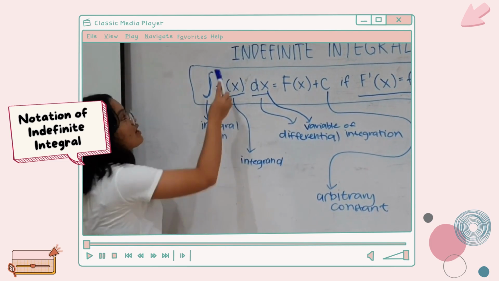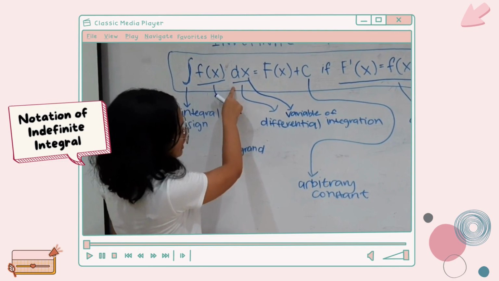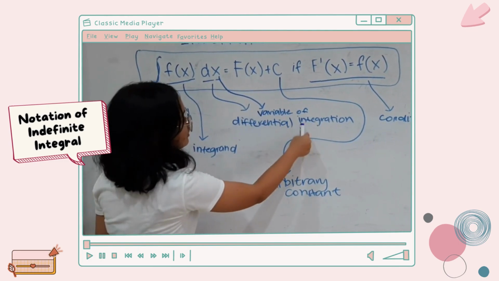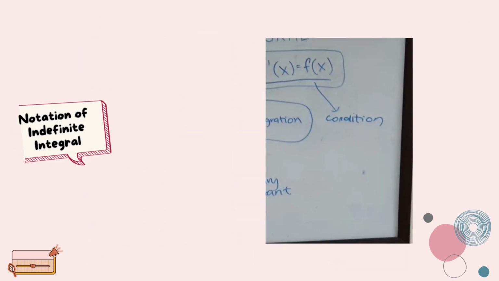So to recapitulate everything, this is the notation of the indefinite integral. Within the indefinite integral, we have the integral sign, then we have the integrand. We also have the differential, and we have the x, which is the variable of integration, and we have the arbitrary constant, which is the c, and the condition.